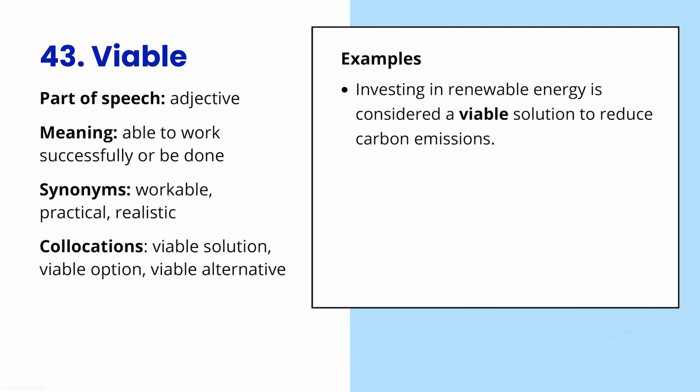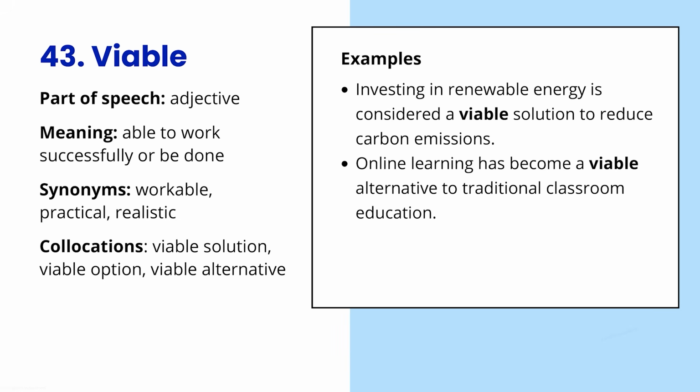Investing in renewable energy is considered a viable solution to reduce carbon emissions. So this is a great word to use when you're talking about solutions in your writing task 2 essay. A viable solution means a solution that is able to work. It can work. Online learning has become a viable alternative to traditional classroom education. So instead of always saying good or possible, try using the word viable. But just remember, viable just means something that can work. It doesn't mean it's the best possible option or that it will work.